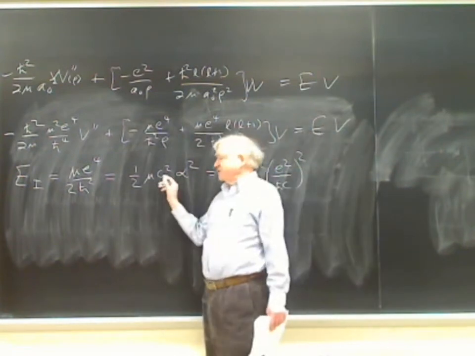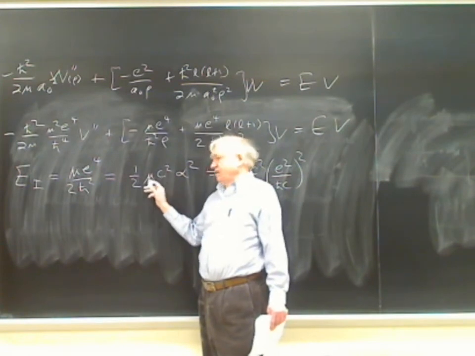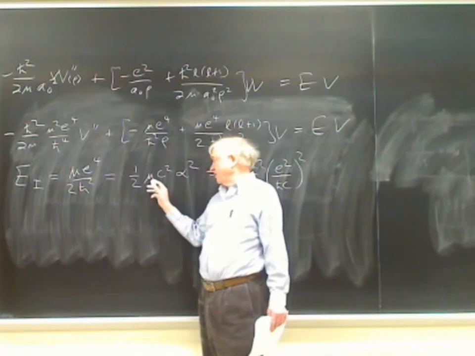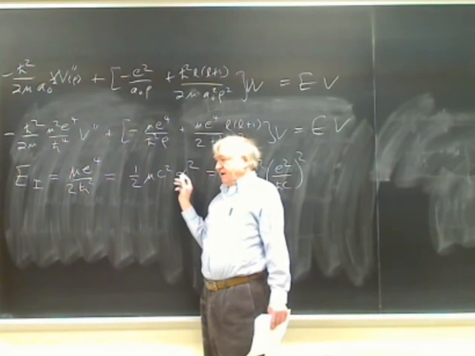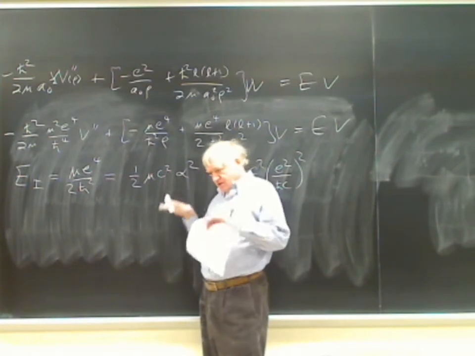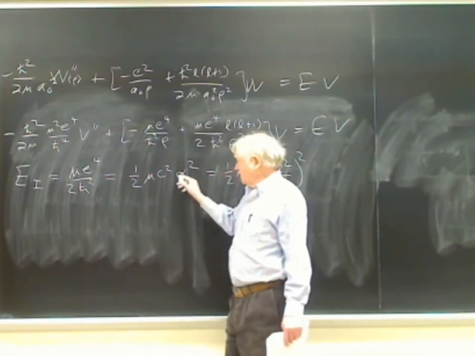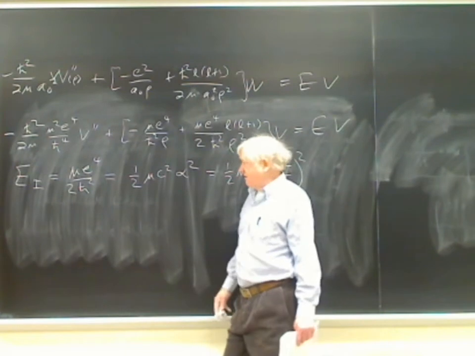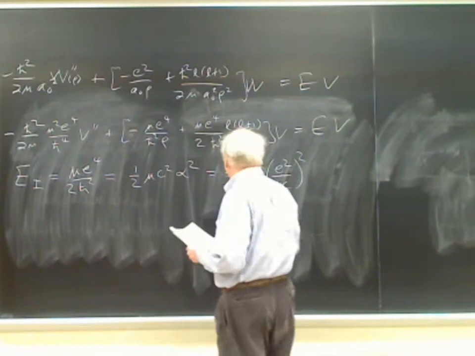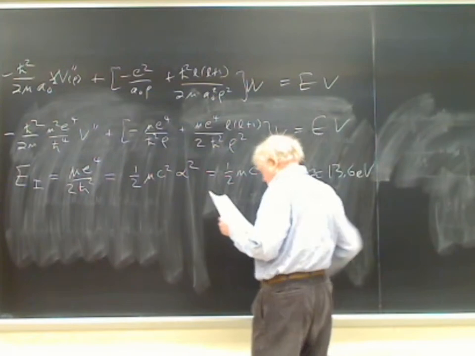This mu c squared is the relativistic rest energy associated with the rest mass, the reduced mass of the electron. Alpha squared is 1/137 squared, so that's a reduction of the energy scale by 2 factors of alpha, which altogether gives you something less than 10 to the 4th, and then a factor of 1 half. This is altogether something like 13.6 electron volts.